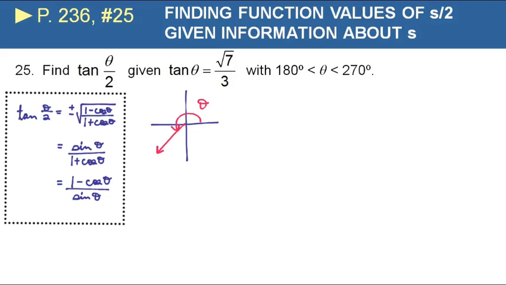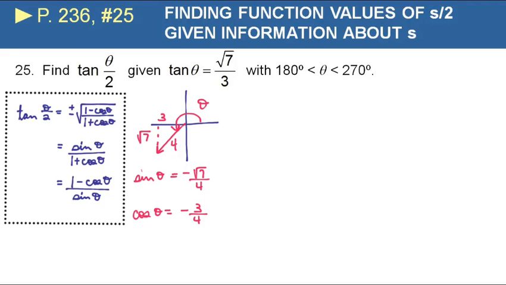Since we know theta is in quadrant 3, and we know that tangent is vertical over horizontal, we know that the vertical side will be square root of 7 and the horizontal side will be 3. And then if we add the squares together and do the square root, we'll find the hypotenuse. So that's going to be 7 plus 9 is 16. Square root of 16 is 4. Okay, now I can say that the sine of theta is negative square root of 7 over 4, and the cosine of theta is negative 3 over 4. Both negative because we're in quadrant 3.